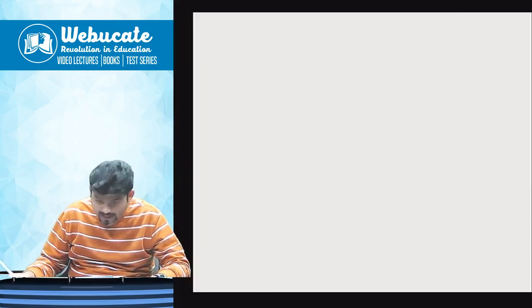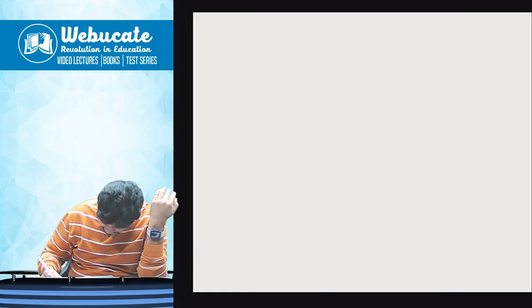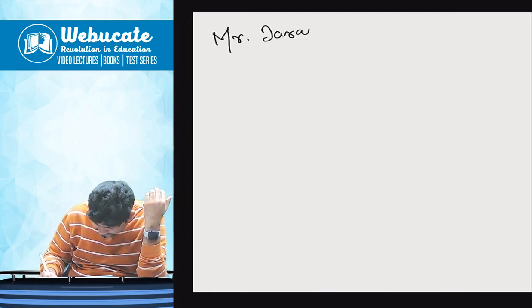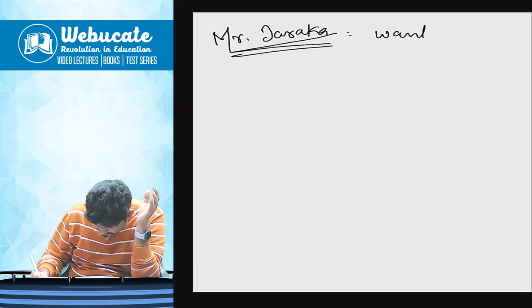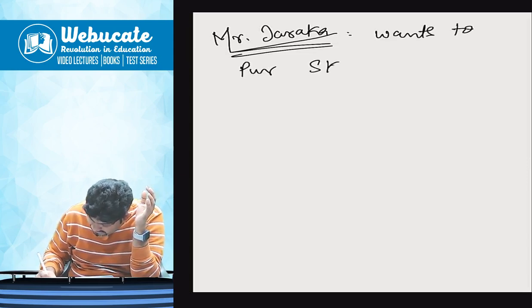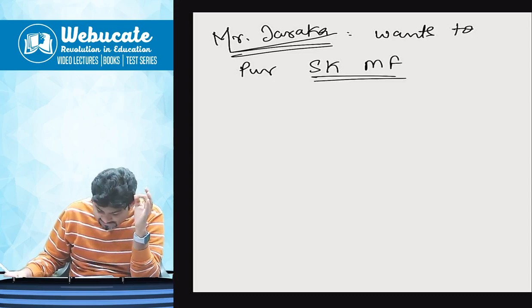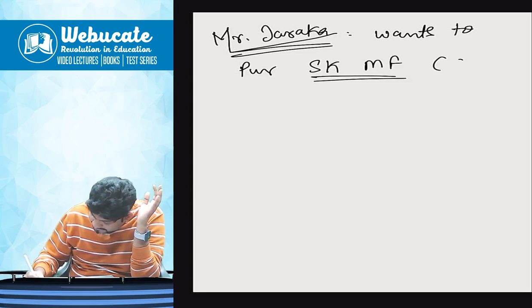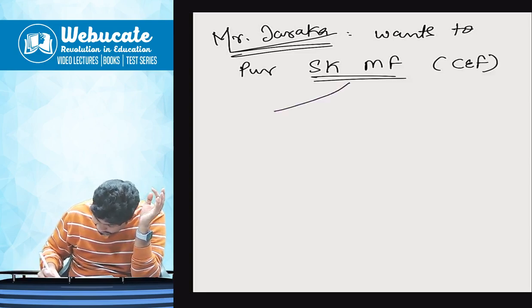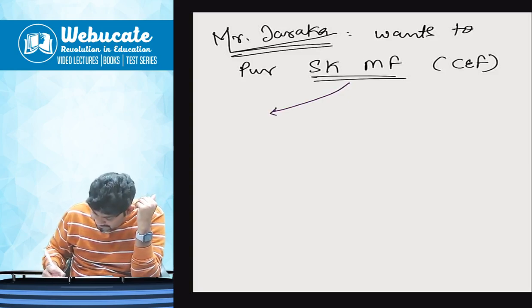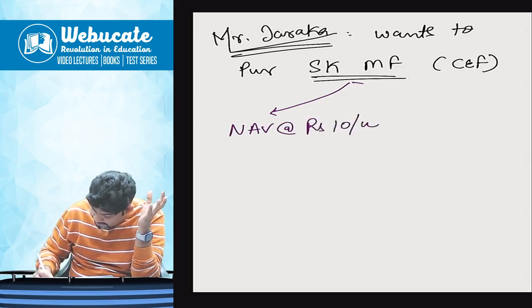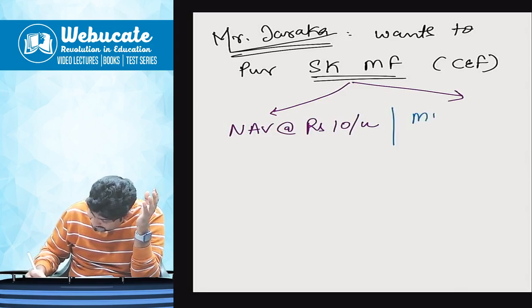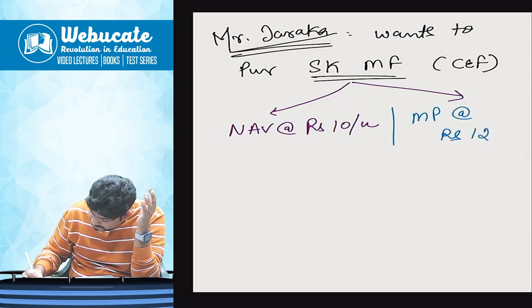Okay, sir. Now, let's take an example of Mr. Tarak. Mr. Tarak wants to purchase SK mutual fund, which is a closed-ended fund. He is a very qualified person and he gets some info from SEBI that it has a NAV of rupees 10 per unit. Also, he knows that it is trading in the market at rupees 12 per unit.